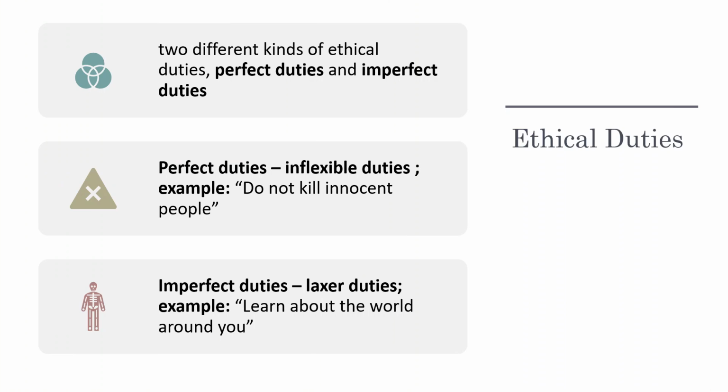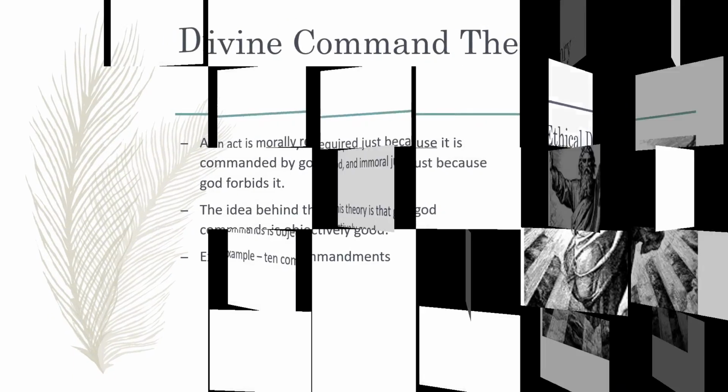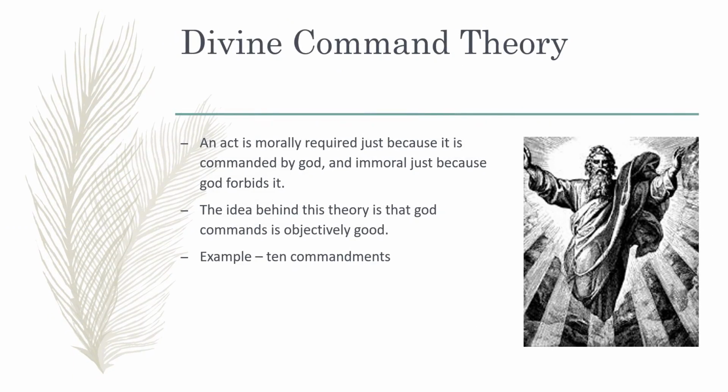So next we have divine command theory, or command of God. An act is morally required just because it is commanded by God and immoral just because God forbids it, or something is good because God wills it, not because God recognizes it to be good. The idea behind this theory is that God's command is objectively good. Example, the Ten Commandments, and another example is the Five Pillars or the Five Precepts.